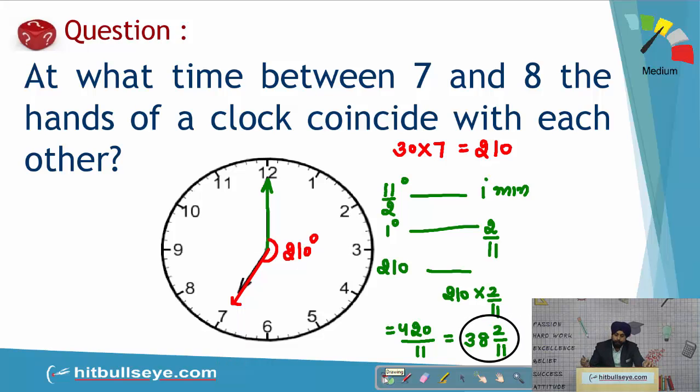Right? I hope you are clear. And from now on, you can remember this point: whatever number of degrees you want the minute hand to gain, we need to multiply it directly by 2/11. As this 2/11 is most important and will be used everywhere. Let's go to the next question.